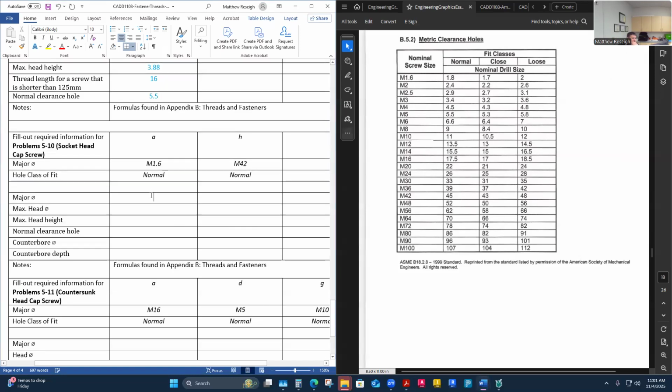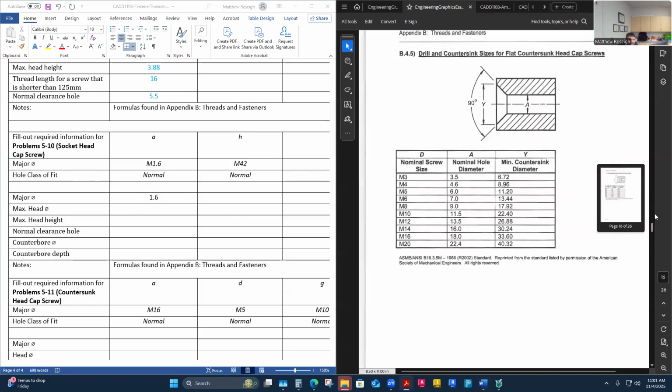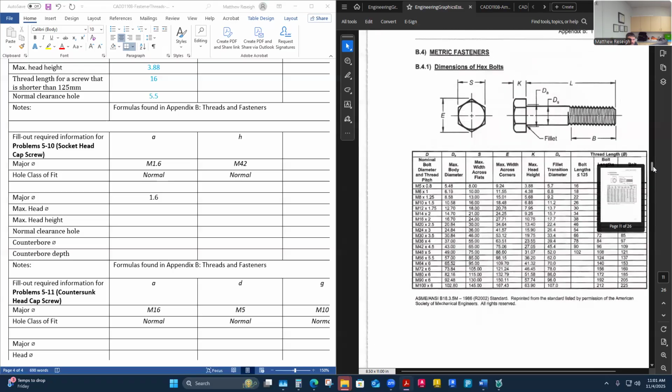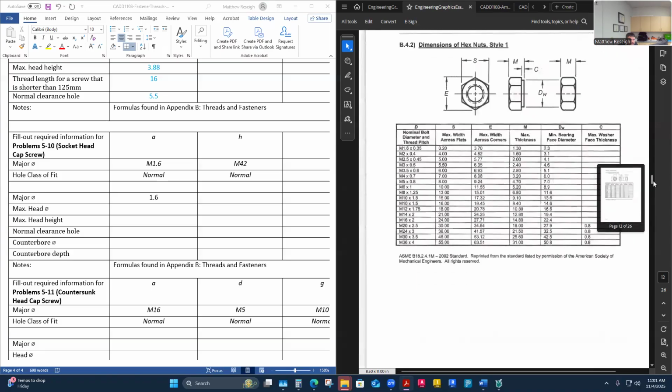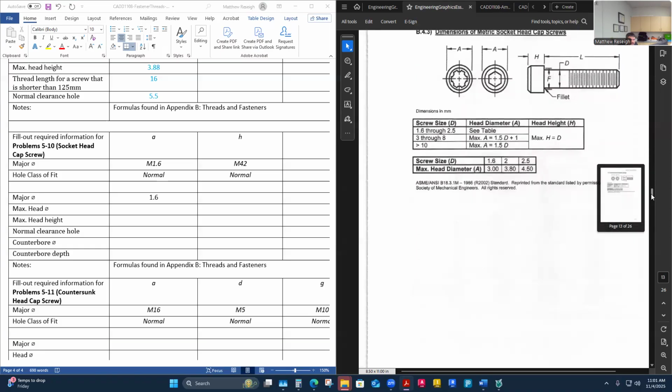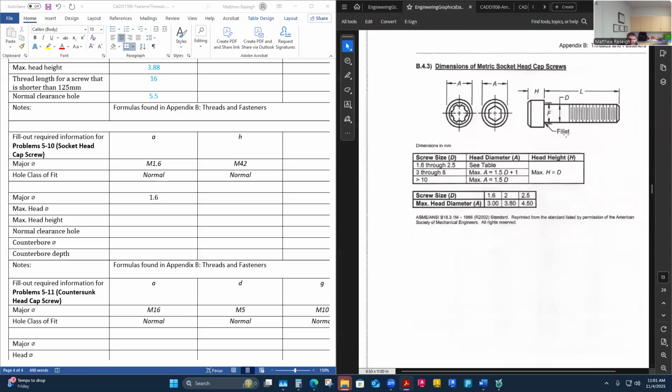Let's do them. Major diameter. This is 1.6 on an M1.6. The major diameter is 1.6 millimeter. The max head height. This is a socket head cap screw. So it's probably the next sheets down from the bolt one we just used, right? There's hex head, metric. Next one is the nuts for metric. But here is the socket head cap screw metric.